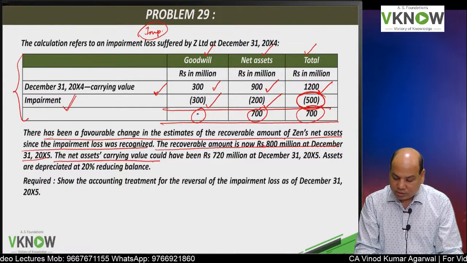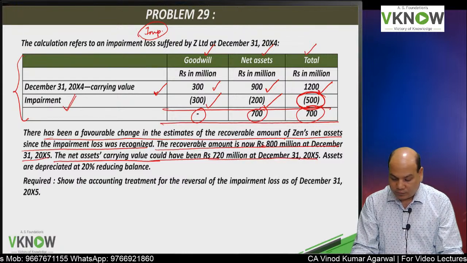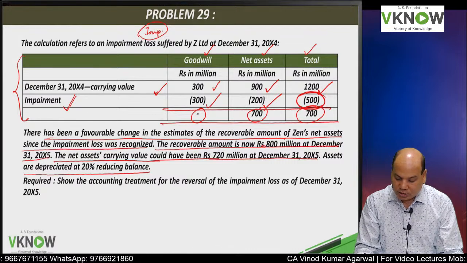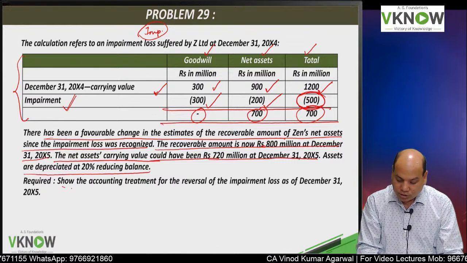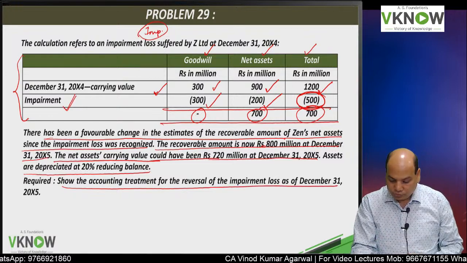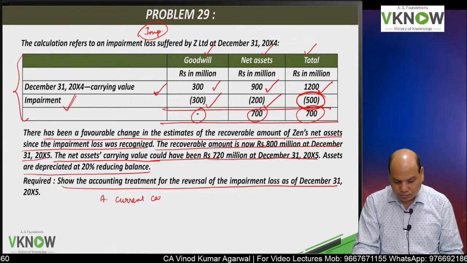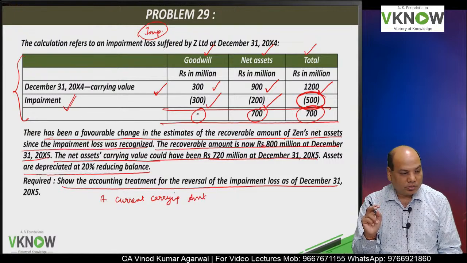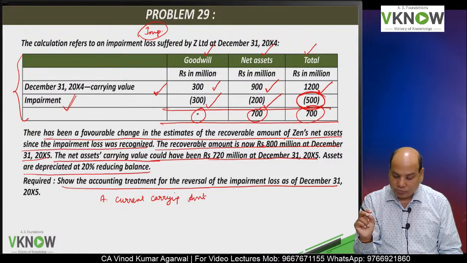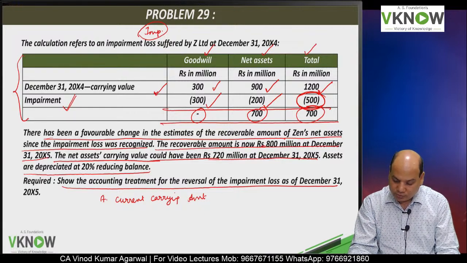The net asset carrying amount would have been 720 million on 31st December 2005. Assets are depreciated at 20%, reducing balance. Show the accounting treatment for reversal of impairment loss. So first we have to find out what the current carrying amount is. First you understand, I have printed the answer in the book and exactly that is what you have to write. The student will focus on understanding what the current carrying amount is.